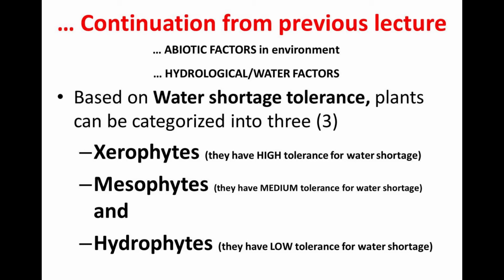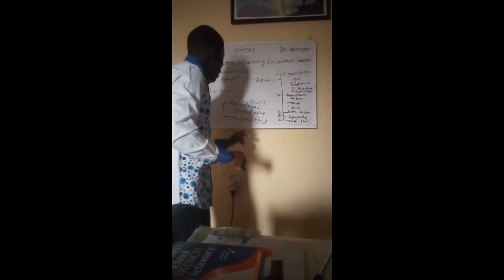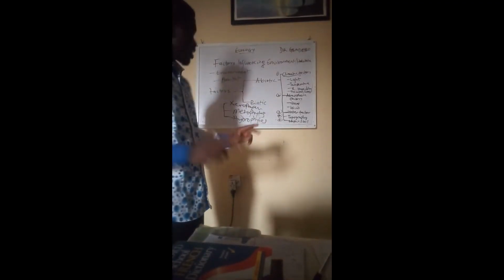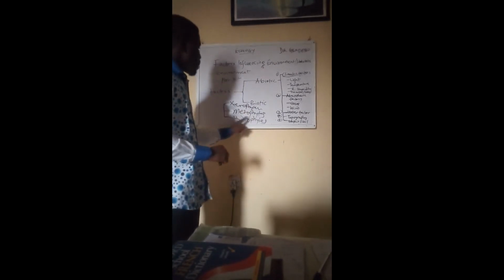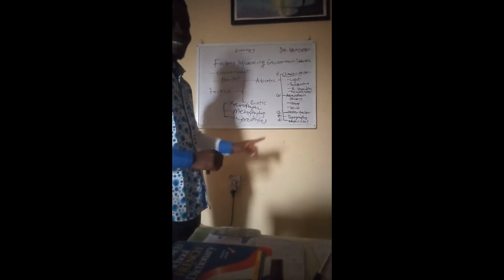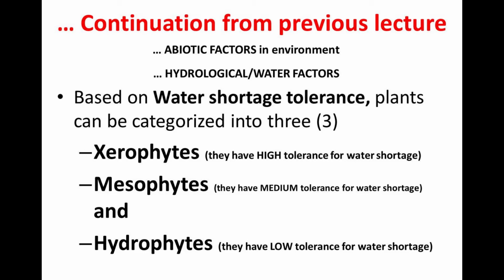Based on water shortage tolerance, plants can be categorized into three: xerophytes, mesophytes, and hydrophytes. I said based on water shortage tolerance.